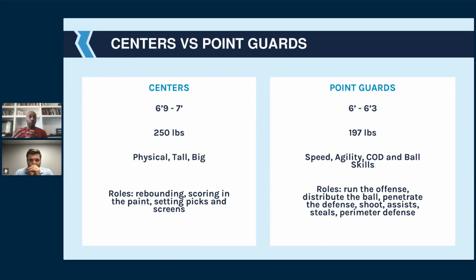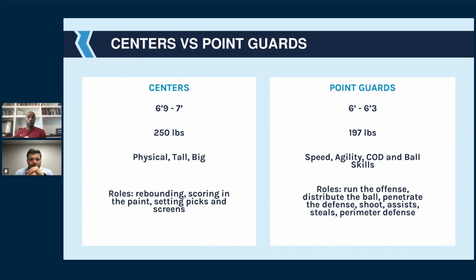Then some characteristics of the way they play and what the demands are. They play physical. They're going to be tall. They're going to be very big players. And in their roles, they're going to rebound. They're looking to score in the paint, setting picks and screens for the perimeter players to get open. So those are usually their roles and tasks.